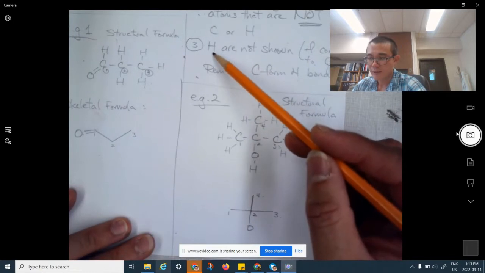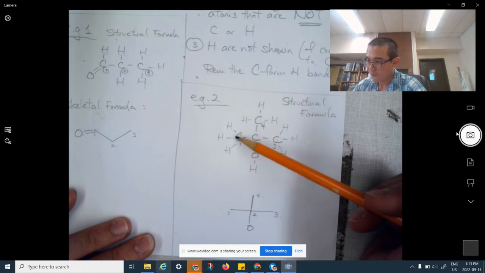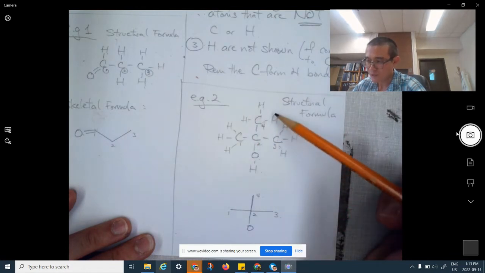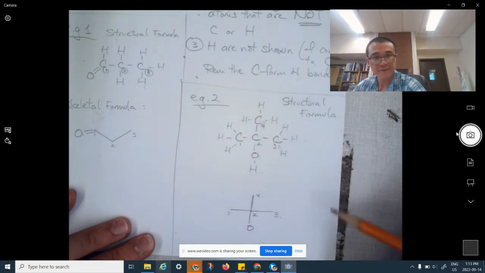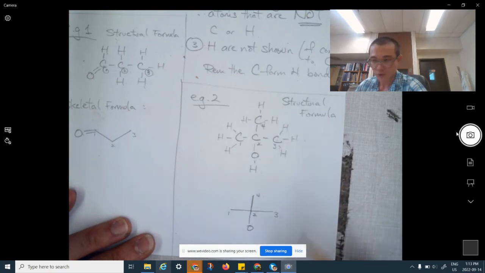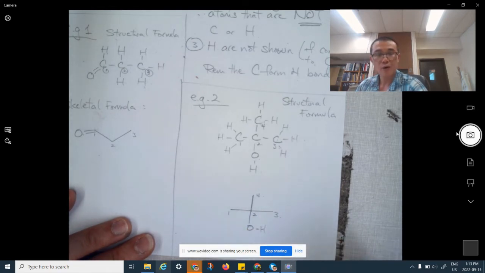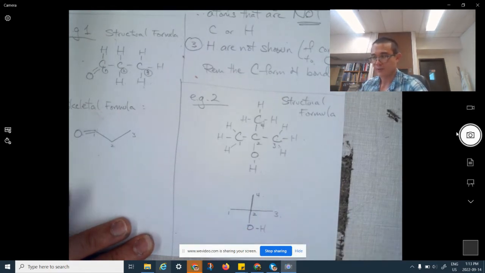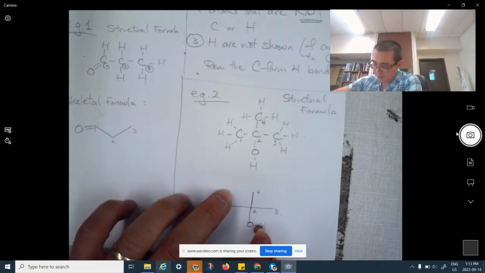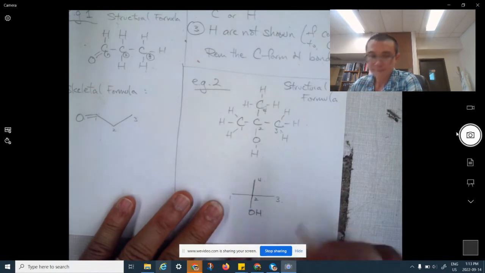Now, third, hydrogens are not shown if they're connected to carbon. So if you look, all these hydrogens here are connected to carbon. So I will never draw those. But this one hydrogen here is connected to an oxygen. So I can draw it like this. Or sometimes what you will notice in a lot of textbooks is they'll draw it like this.